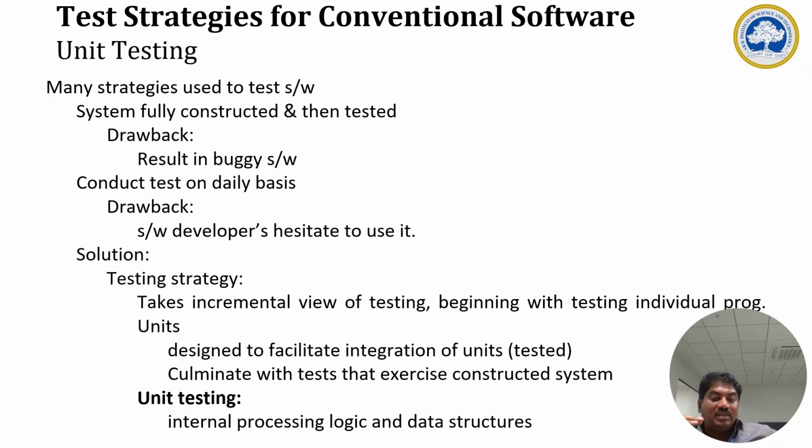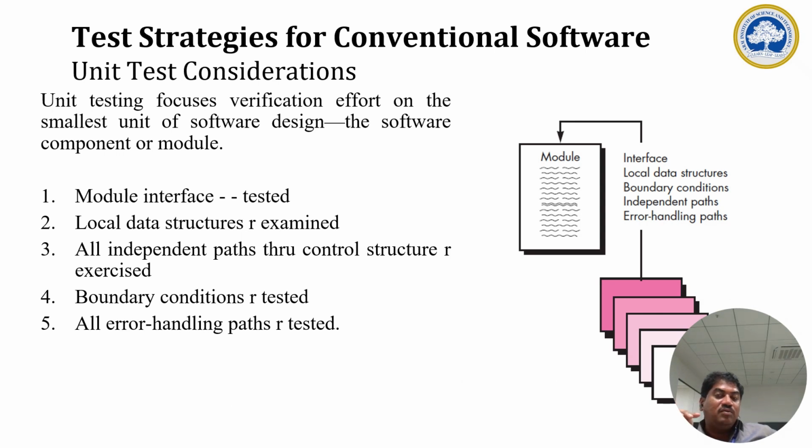So we begin the test at the individual program, unit-wise. Every unit we will start testing. Units are designated to facilitate the integration of units and culminate with tests that exercise the constructed system. Unit testing covers the internal processing logic and data structures. So every part we are going to test. I have given some examples here. For example, for a module we are doing the test. Module interface we are testing. That is the front end we can test.